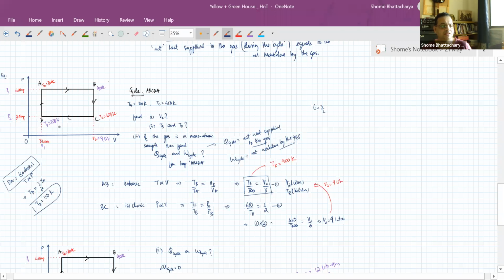So if you compare C and D, your volume is coming down to 1/3, so temperature should also become 1/3. Or if you compare D to A, your pressure is doubling isochorically, so your temperature should also double. So temperature at D should be half of the temperature at A or 1/3 of the temperature at C. Is it clear? Got it, sir. Okay.